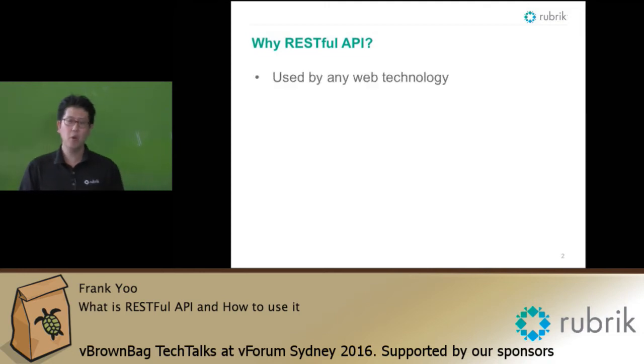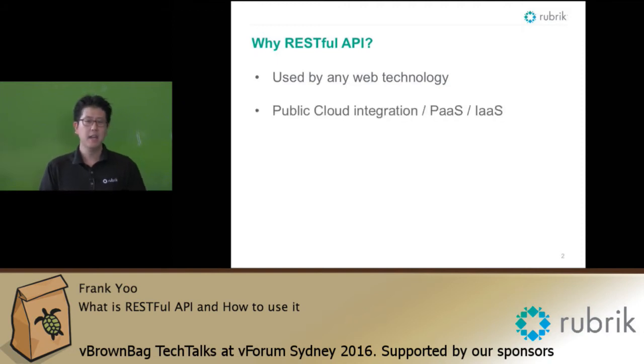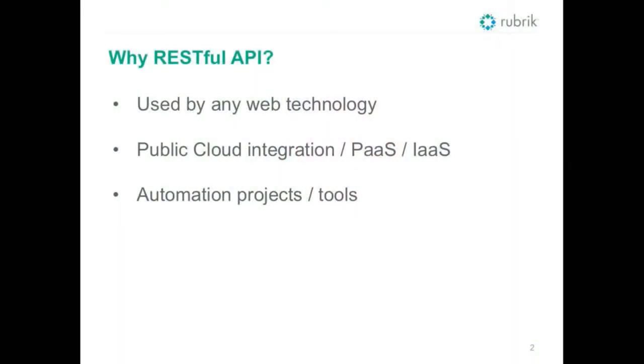It's all about being used or consumed by a lot of the web technology that's out there in the market. If you talk about AWS, or Azure, or a service provider, infrastructure as a service, or platform as a service, RESTful API is the basis of that. If you're using any of the automation tools or projects like Chef, Puppet, Ansible, Salt, or any of the CloudStack or OpenStack technology, again, RESTful API is the basis for it.